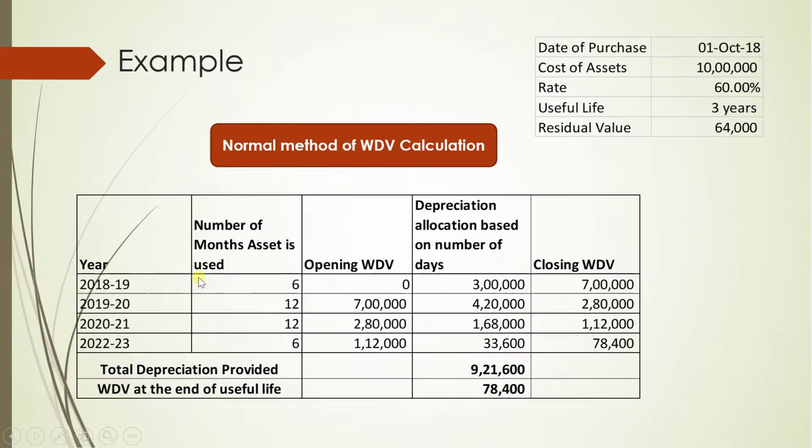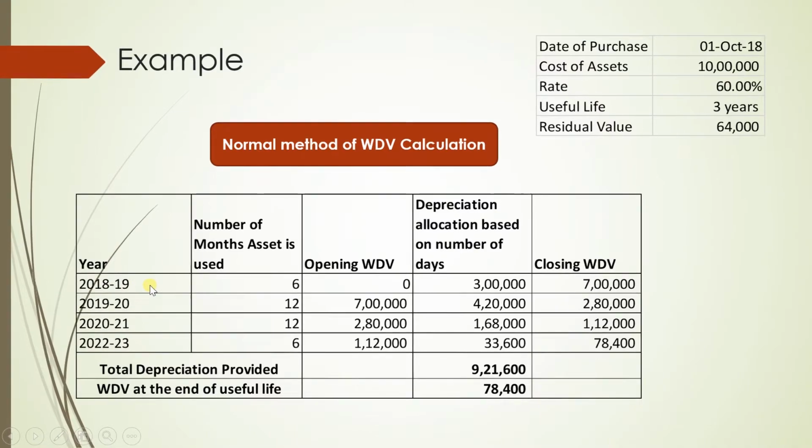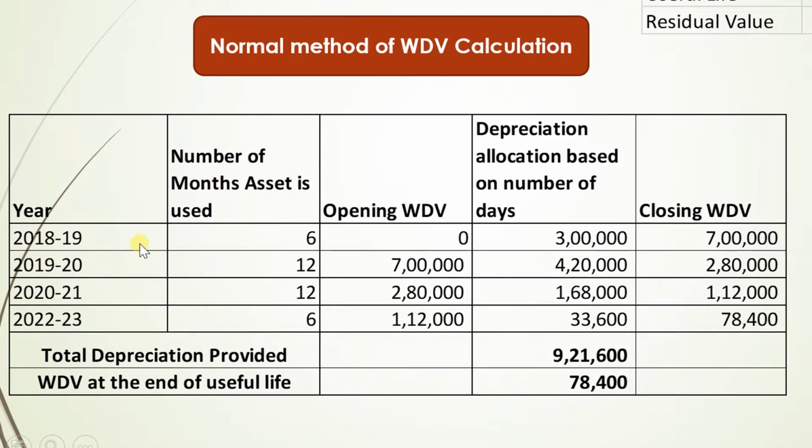Now in this method, in the first year itself, the asset has been used for 6 months. So what we do generally, 10 lakhs into 60% comes to 6 lakhs, into 6 by 12. So we have used 6 months divided by 12. So it's coming 3 lakhs. We will provide 3 lakhs depreciation and closing WDV will be 7 lakhs. Next year on 7 lakhs, we will provide entire 60% depreciation and so on.